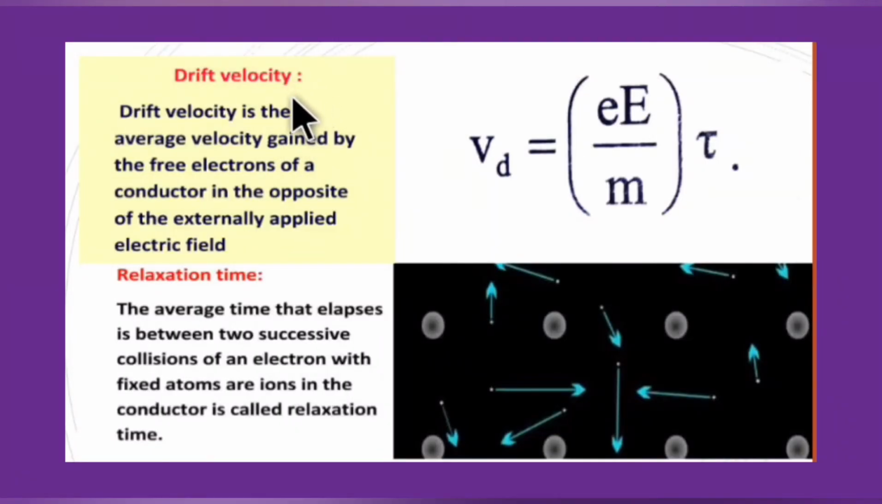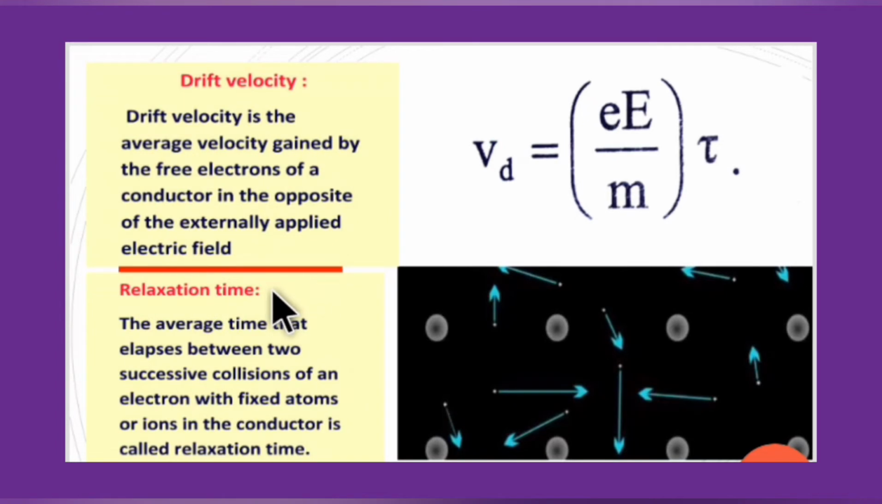Now how can we define drift velocity? Drift velocity is the average velocity gained by the free electrons of a conductor in the opposite direction of an externally applied electric field. The expression for drift velocity Vd is equal to e by m into tau, where small e is the charge of an electron, capital E is the electric field, m is the mass of an electron, and tau is the relaxation time. So how do we define this relaxation time? The average time that elapses between two successive collisions of an electron with fixed atoms or ions in a conductor is called the relaxation time.